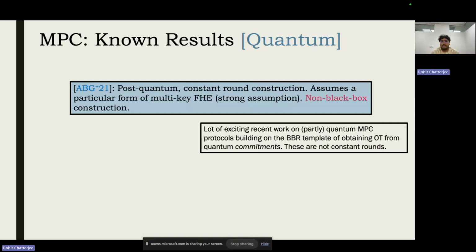And so there was concurrently a lot of exciting work on these sort of partly quantum MPC protocols. Do we know how to instantiate multi-key FHE? Oh, this thing based on LWE. So is it the usual hardness, or is it like sub-exponential? Okay, you need a little bit more hardness.